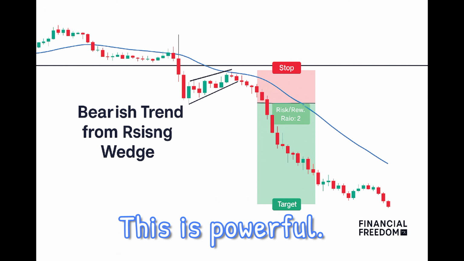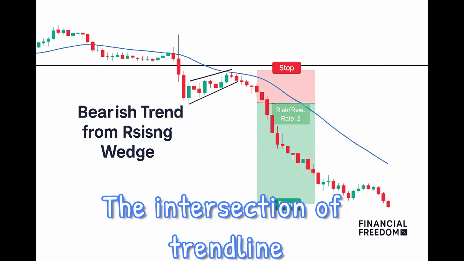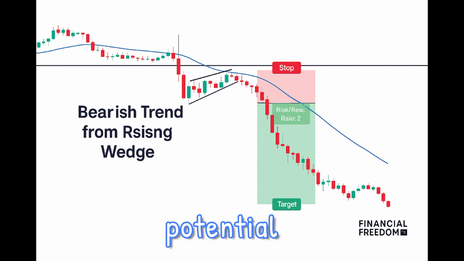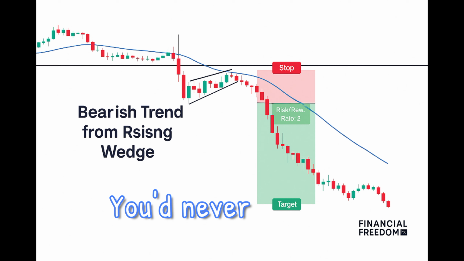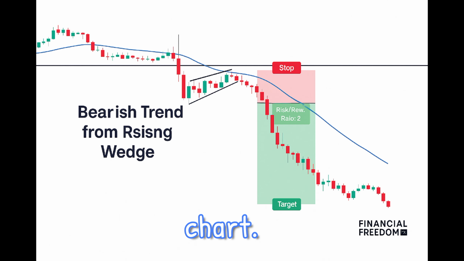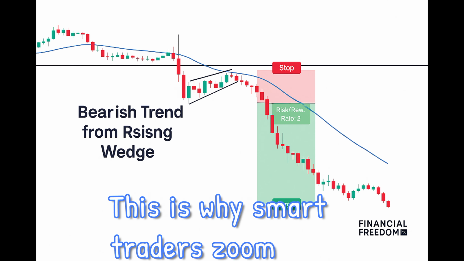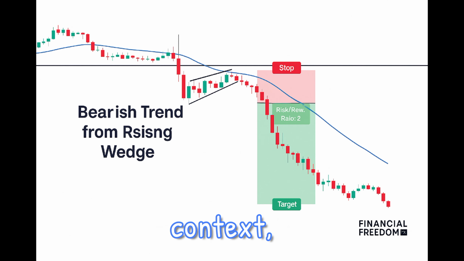This is powerful. The intersection of trendline and Fibonacci creates a potential reversal zone. You'd never catch this on a 5-minute chart. This is why smart traders zoom out first to build the context, then zoom in for entry.